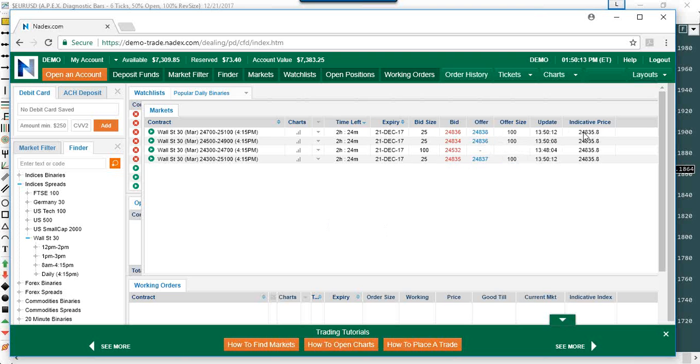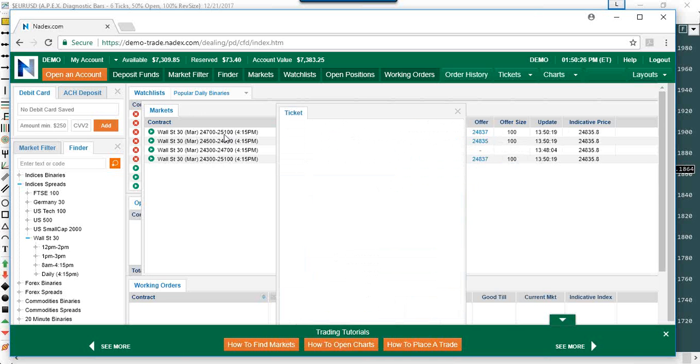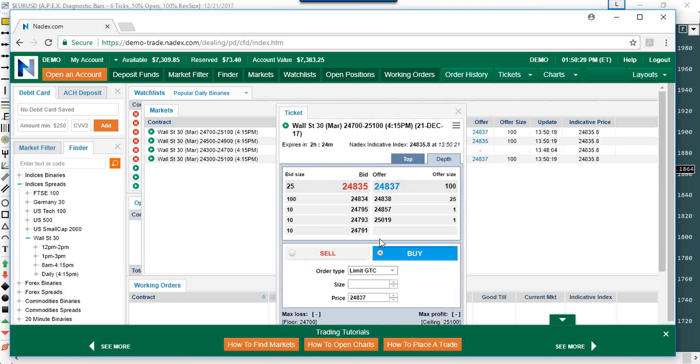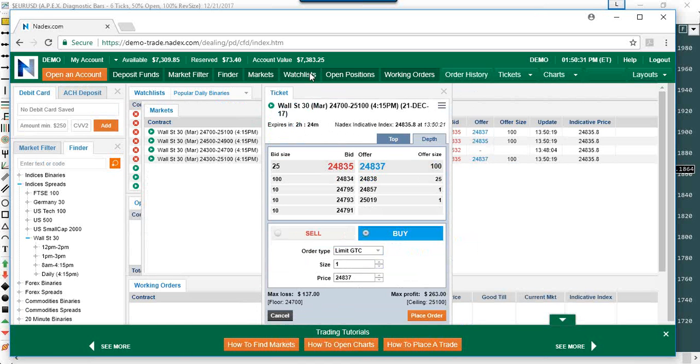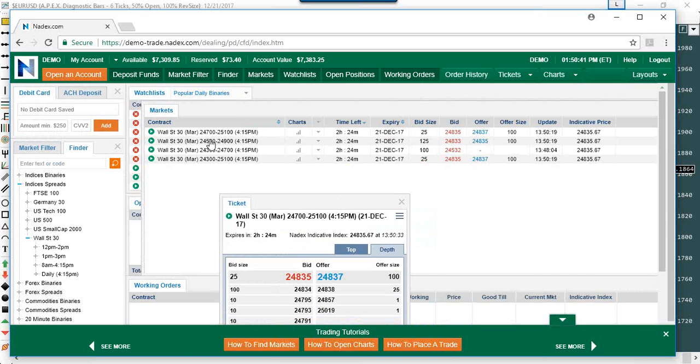Where's the market at right here? 24,835. Well, here's 838, 836, 837. Those are pretty close. So you can look at the different ones and see, okay, what about this one up here? How much would I have to put up here? Okay, that one's only 137 to get into, and it's only 2 points away from where the market is. Okay, that one I had to put up 400.